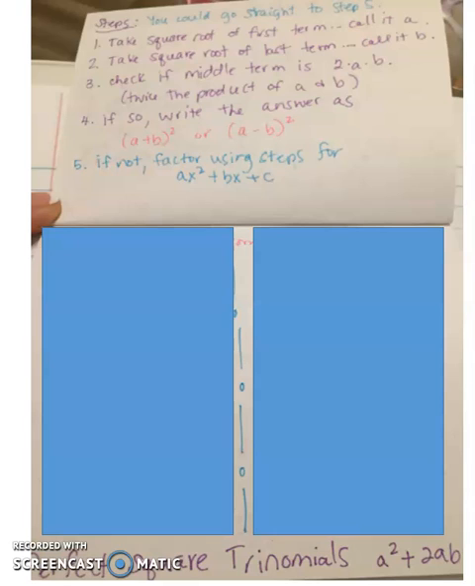Now technically you don't have to perform all 4 of these steps for perfect square trinomials. It says right here that you could go straight to step 5 and use the techniques for factoring ax squared plus bx plus c that I'm getting ready to show you.